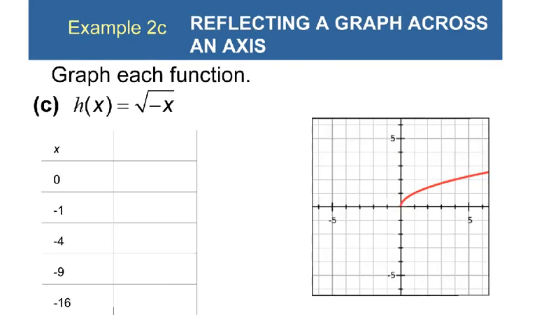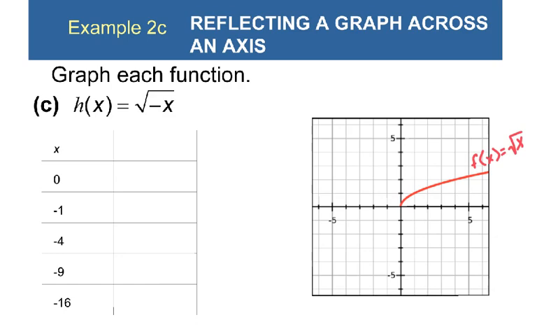Okay, what I'm going to do here is we're going to look at reflecting across the y-axis. And the reason this is a reflection across the y-axis is because we are multiplying the negative to just our x value, not to the outside of the function, but to the inside of the function. And the red graph that you see over here is still our function f of x equals square root of x.